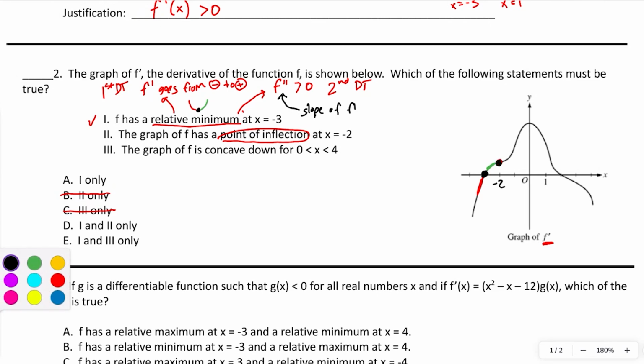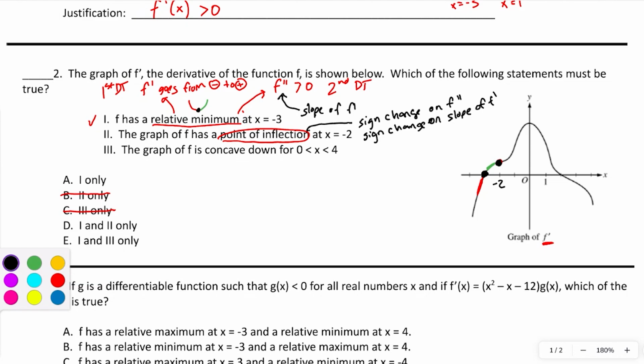Okay, so here's -2. For a point of inflection, what we need is a sign change on f double prime. That's where the point of inflection is. It's where f double prime changes sign. Another way to interpret that is that the slope of f prime changes sign. So another way to think about it is a sign change on the slope of f prime. That's what f double prime is anyway.